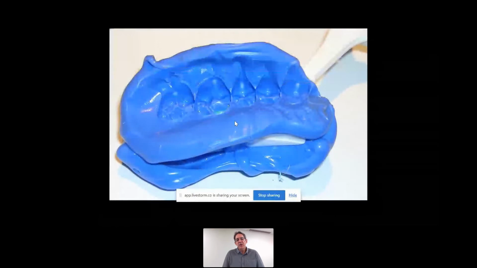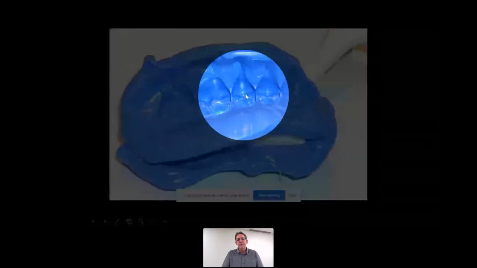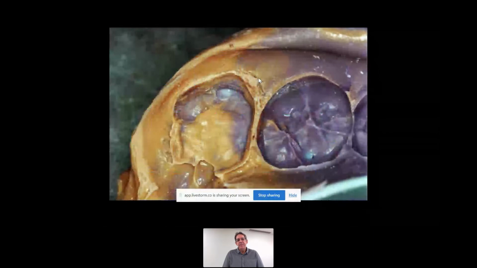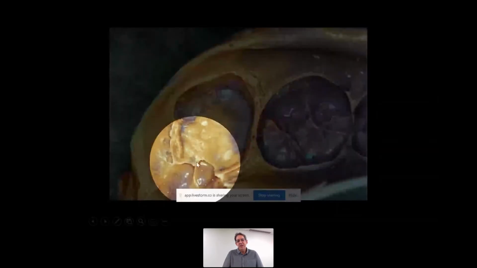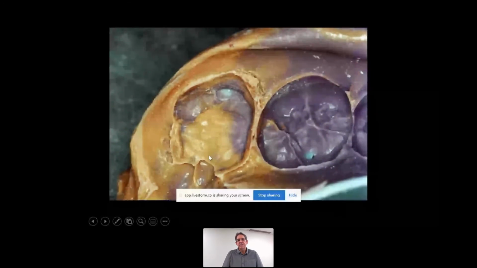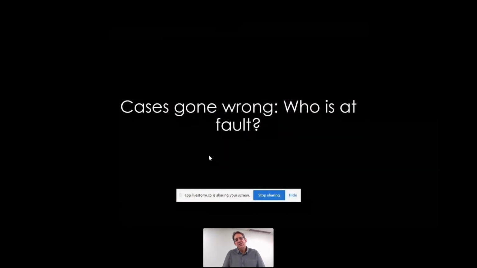Here, in this situation, the clinician has exceeded the working time of the impression material. So you see you've got drags and pulls in the impression. And then finally, here, in this case, this impression would have to be retaken, because there's absolutely no margin here for the lab to create a predictable result. So with cases gone wrong, who is at fault?